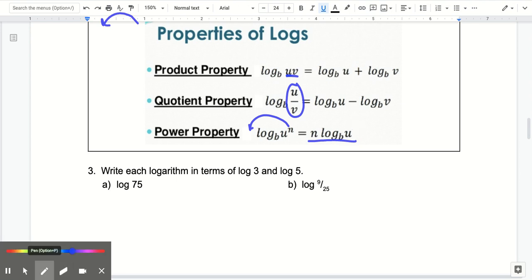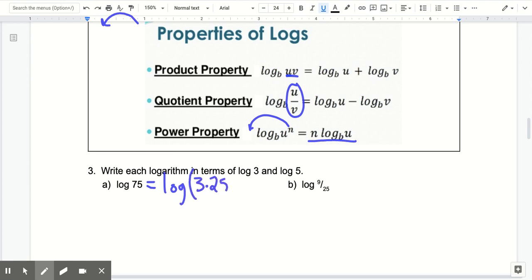Okay, so in number 3, we want to write these logarithms in terms of log 3 and log 5. So basically what I want to do is I want to rewrite 75 using 3s and 5s. So let's see, 75 is 3 times 25. Well, that's a 3. And that would be the same thing as 3 times 5 squared.